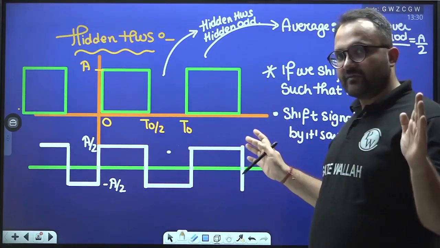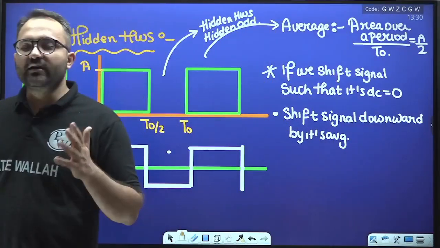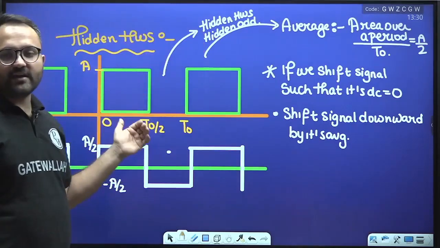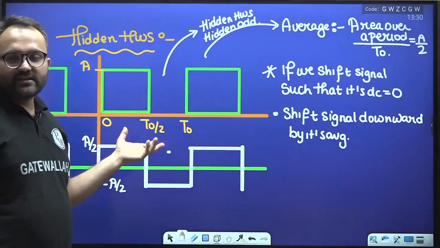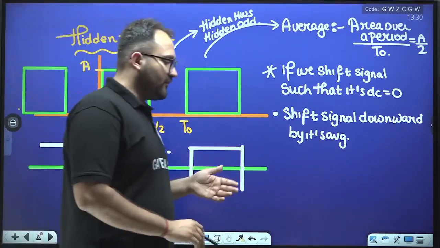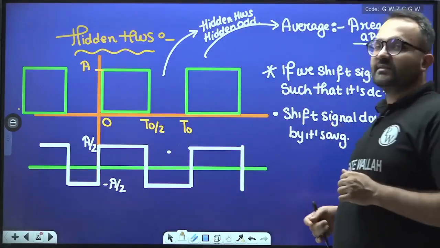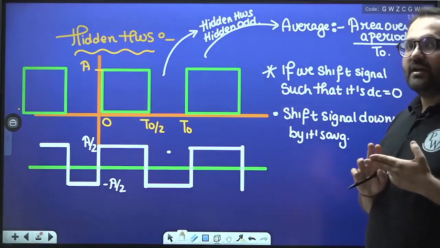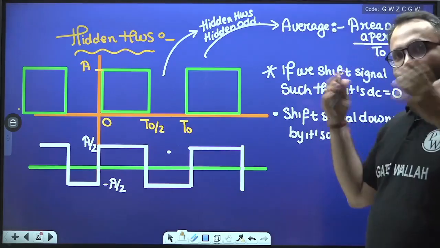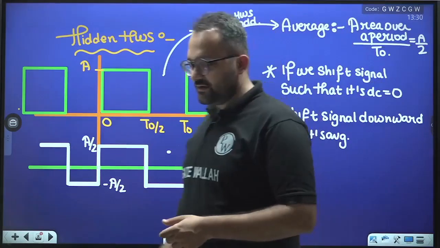Okay, hidden half wave symmetry, how will we find it out? If for any signal we are not able to see half wave symmetry, then we can try this: we will find out its average value, shift the signal downwards by the average value, and we will check whether the new signal that we have got has odd symmetry or half wave symmetry. If the new signal has odd symmetry or half wave symmetry, then the original signal has hidden half wave symmetry and hidden odd symmetry, and thus the original signal will have all the properties of half wave symmetry and odd symmetry. Okay, so this is hidden odd and hidden half wave symmetry.